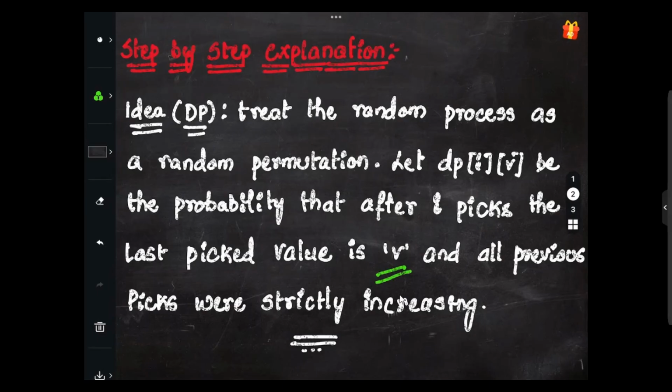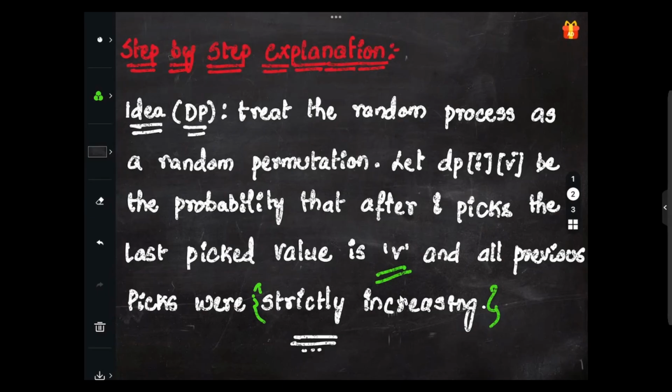and all the previous picks were strictly increasing. They have given this one in the question as well, right? They have said that the game stops at the first adjacent pair that is not strictly increasing. So what's the idea here? We are treating the random process as a random permutation.